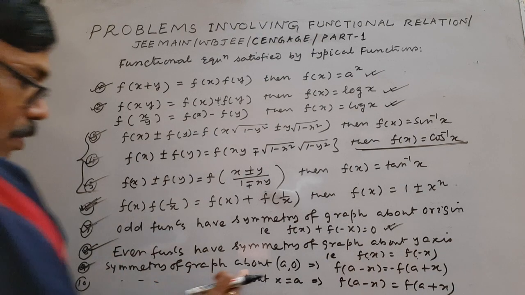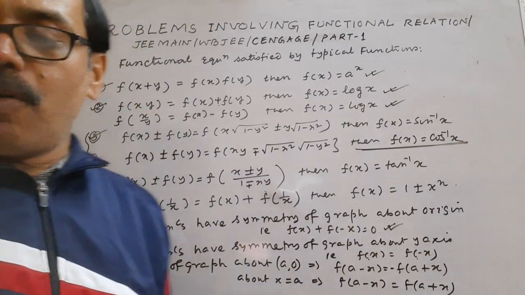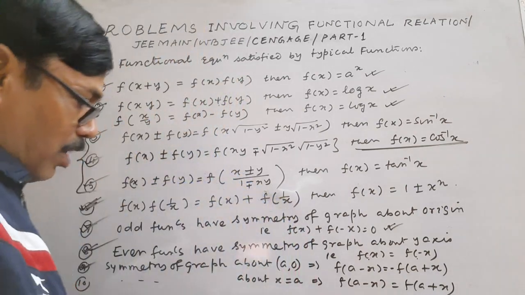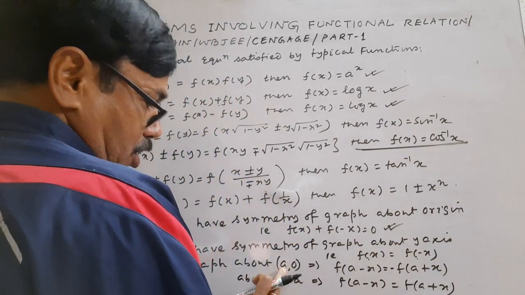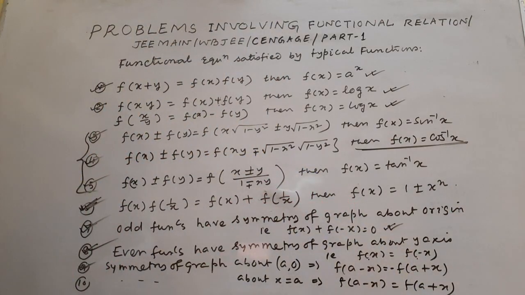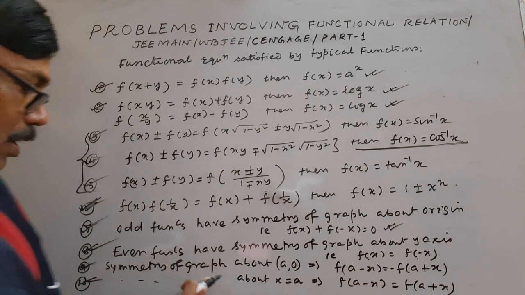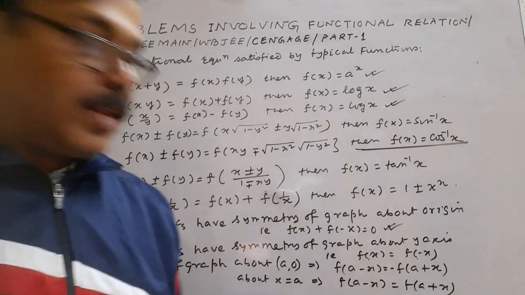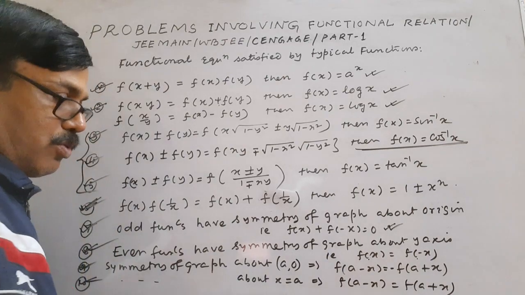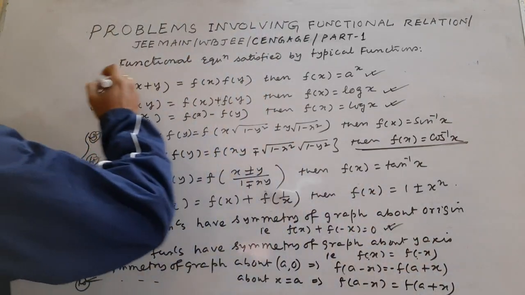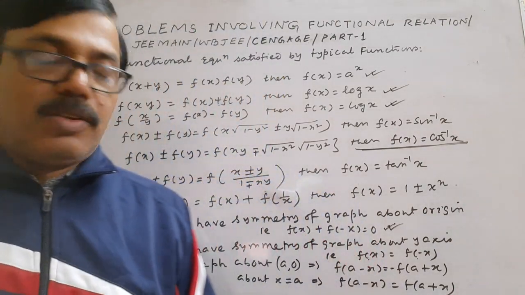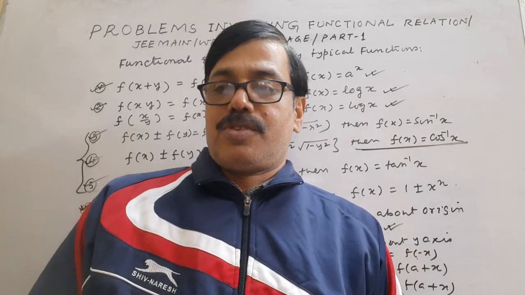9. Symmetry of graph about (a, 0): f(a minus x) equals minus f(a plus x). Look, if a equals 0, then it is symmetry about (0, 0): f(minus x) equals minus f(x), an odd function. And finally, symmetry of graph about x equals a: f(a minus x) equals f(a plus x). So we use these results for solving problems involving functional relations. These are our basic concepts.